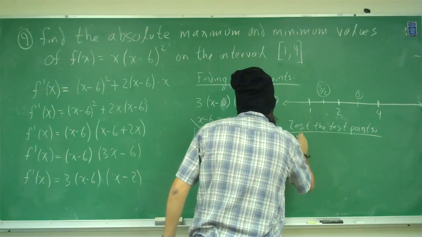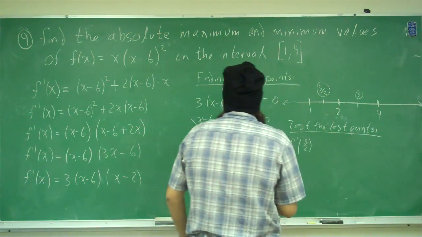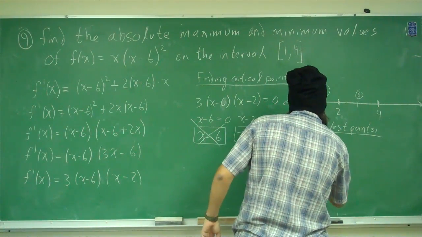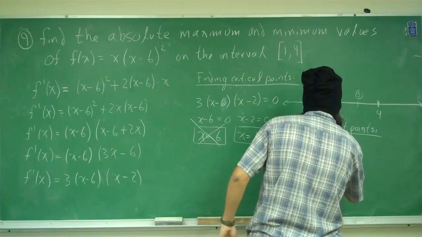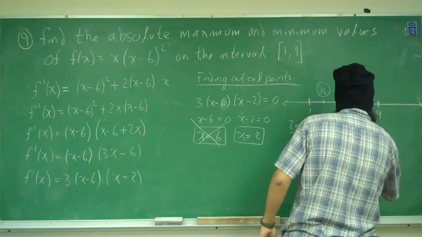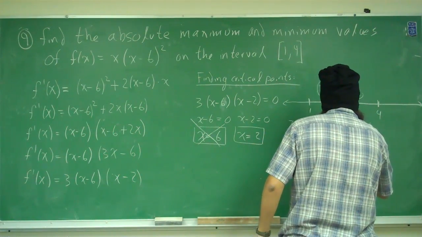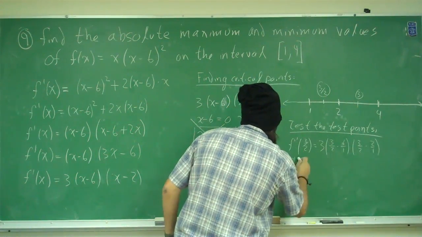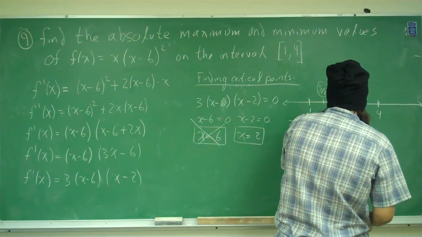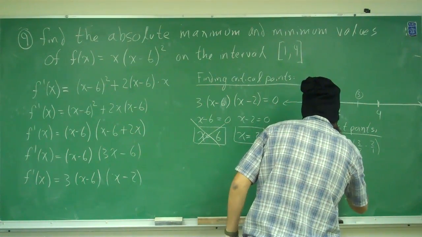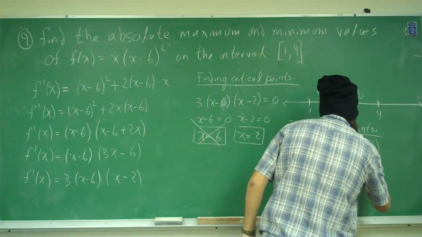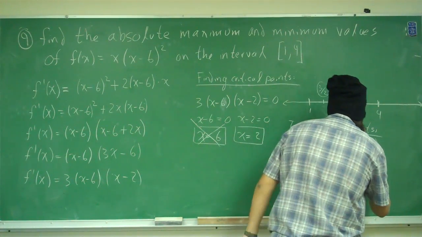Alright, so f prime of 3 halves, what do we get? Come here, this is f prime. So we obtain 3 times 3 halves minus 6, times 3 halves minus 2. Let me find out what we get here. We get 3 minus 12, that's minus 9 over 2, and then 3 minus 4, that's minus 1 over 2.